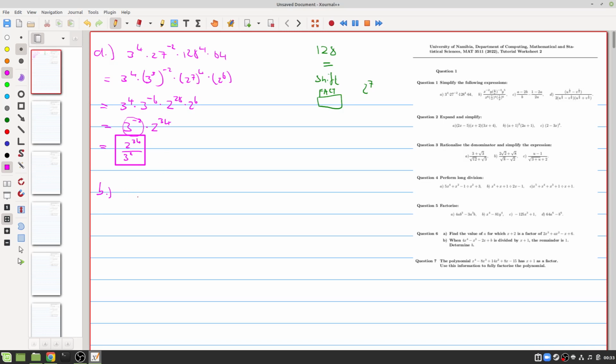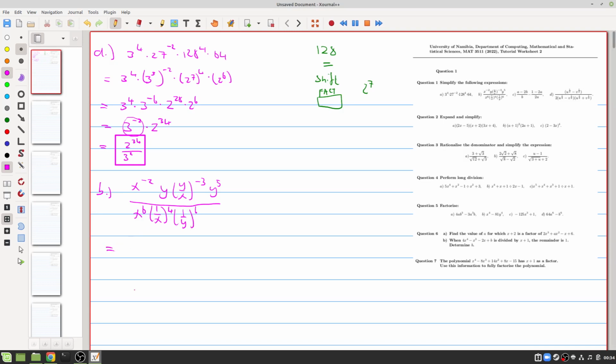Okay, question B. So we've got x to the power negative 2 times y, times y to the power negative 3 over x to the power negative 3 times y to the power 5, all of this over x to the power 6, times 1 over x to the power 4, times 1 over y to the power 6.